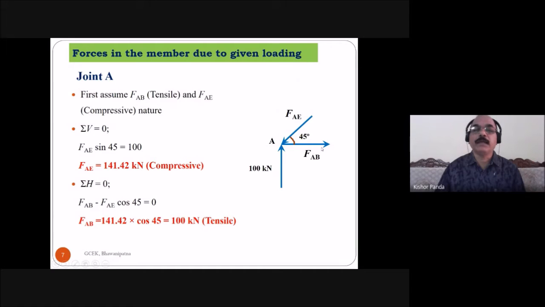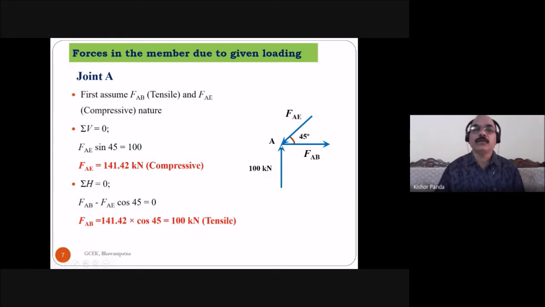AB is your tensile nature, and the member AE, the nature of the force is compressive. Assume these two: AB member is tensile and AE member is compressive. Then you know the equilibrium equation. The first equilibrium equation is the summation of vertical force is equal to 0.